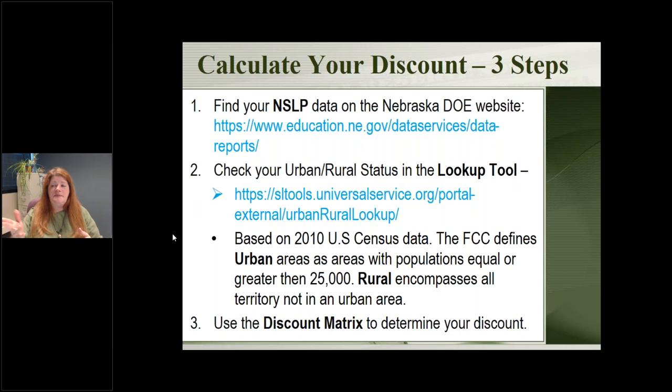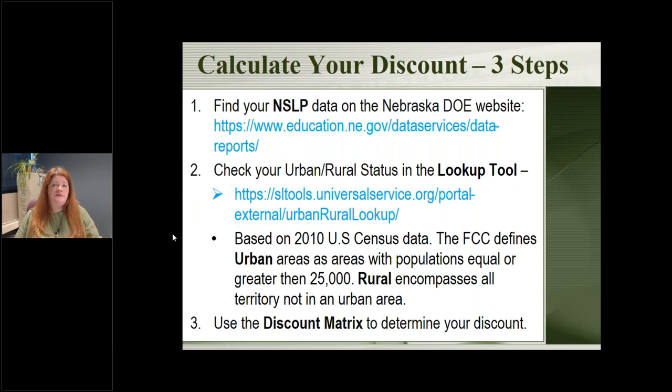Then USAC has posted a tool, a website where you can look up your urban or rural status and find out what you are. It's based right now on 2010 census data, the most recent complete census. At some point after next year's census, that will be updated. That's a future thing, but for now, this is what they're working with. And the cutoff between urban and rural, as far as the FCC is concerned, is a population of 25,000. So that's where you go on either side of it.